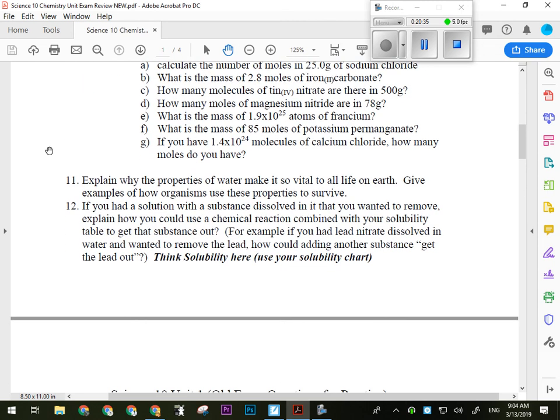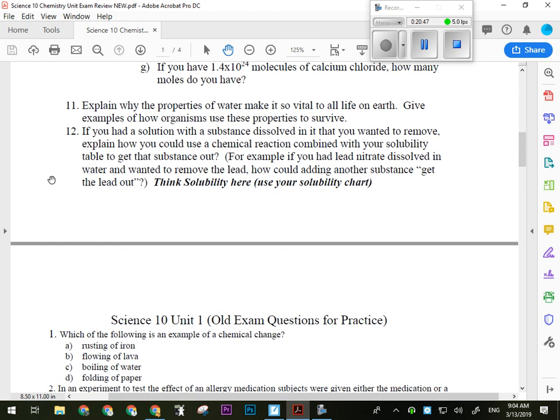Explain why the properties of water make it so vital to all life on Earth, and give examples of how organisms use these properties to survive. This is very similar to what you'll be asked on the exam about the polar nature of water. If you had a solution with a substance dissolved in it that you wanted to remove, explain how you could use a chemical reaction, and probably what type of chemical reaction, combined with your solubility table to get that substance out. For example, if you had lead nitrate dissolved in water and wanted to remove the lead, how could adding another substance get the lead out? What kind of reaction could happen, and what would be a way to separate the lead?